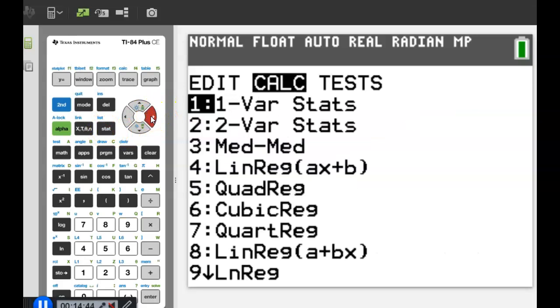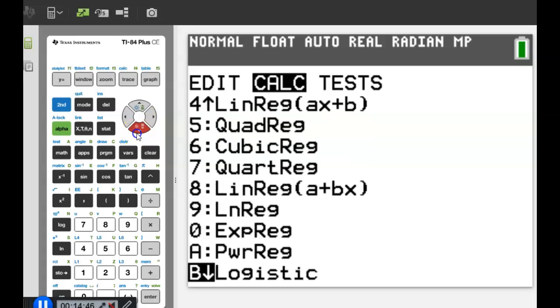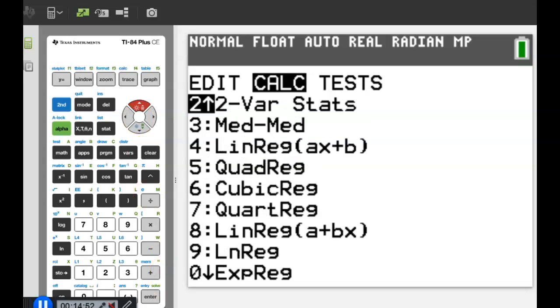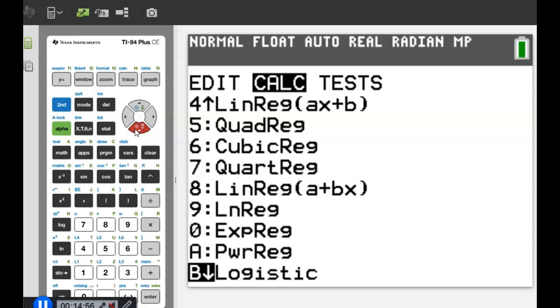Stat, right arrow, and it is none of these, including this one that says log or ln. Okay, don't get all confused. It's way down there. It is called logistic. The whole word is written out. Find it? It's choice B.